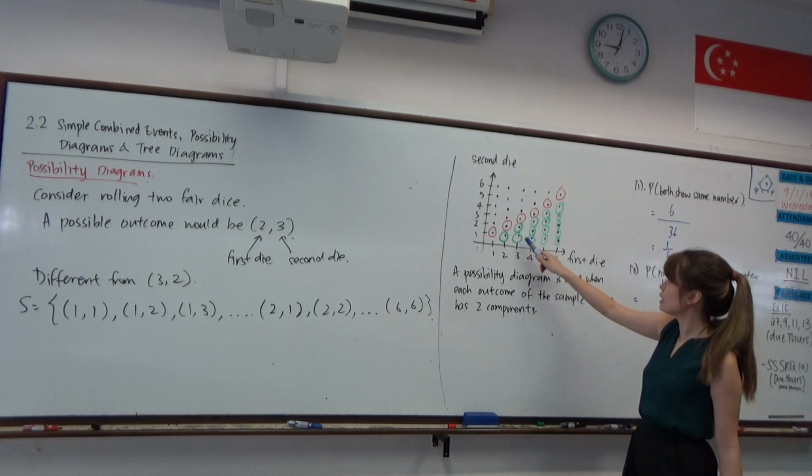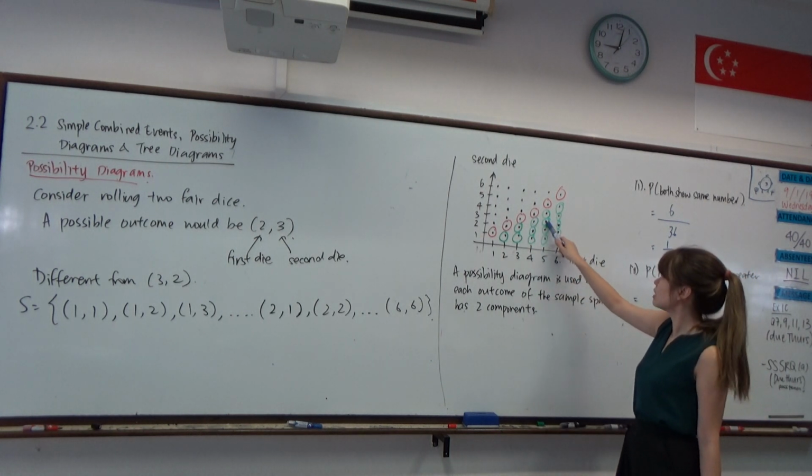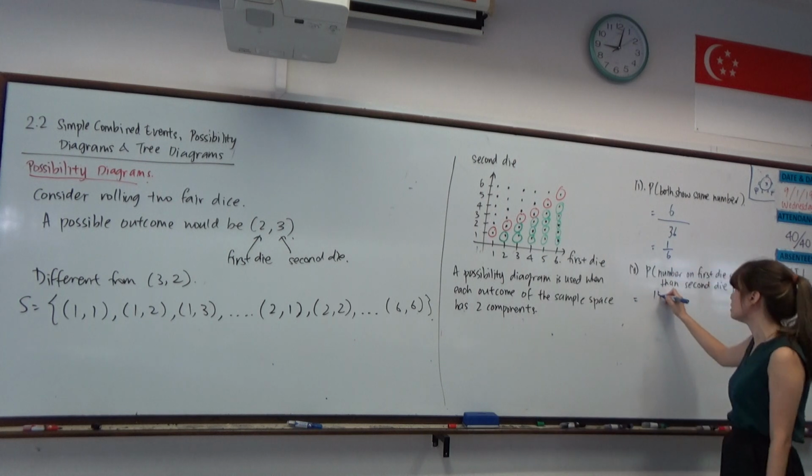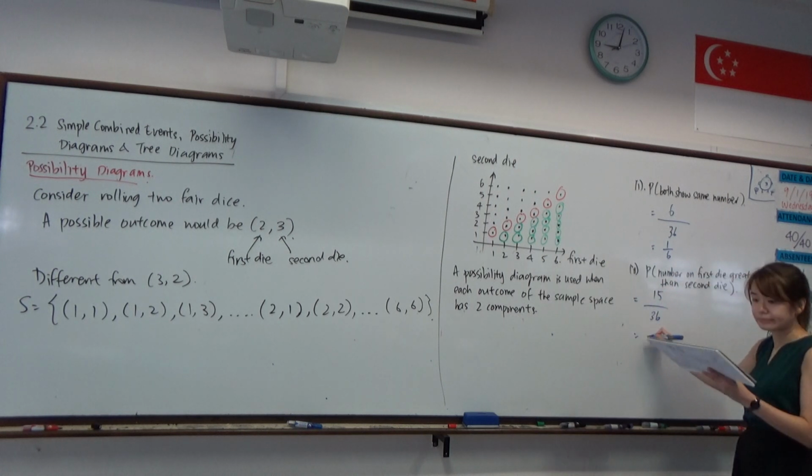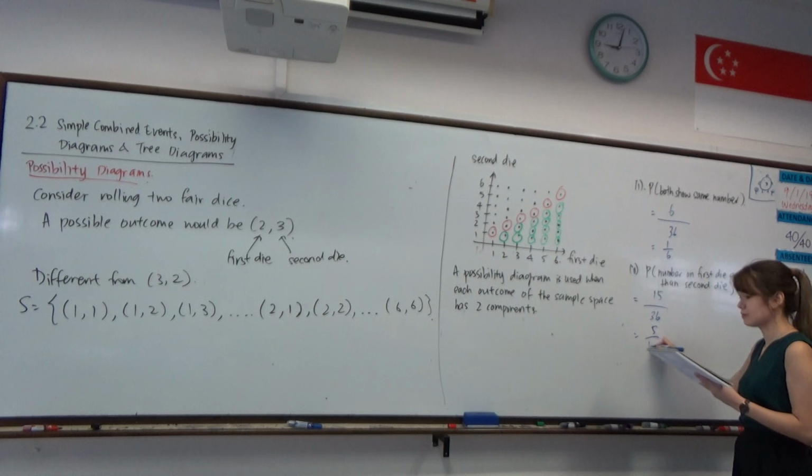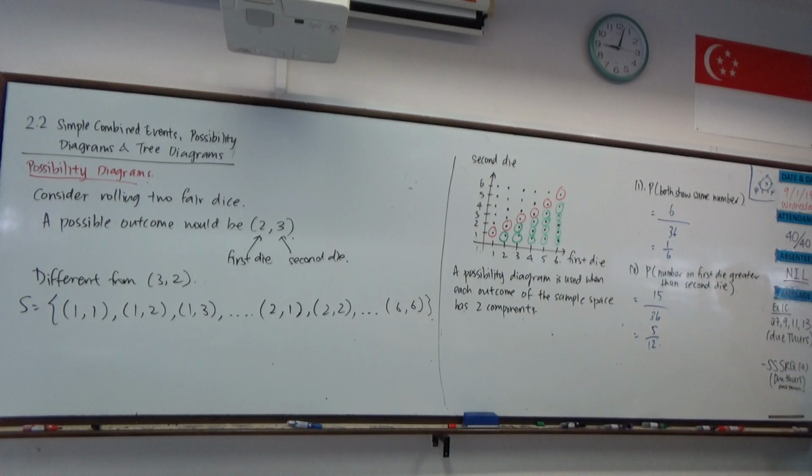So from here we can count 1, 2, 3, 4, 5, 6, 7, 8, 9, 10, 11, 12, 13, 14, 15 out of 36. Simplifying that, we will get 5 over 12.